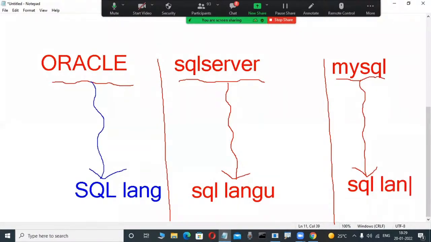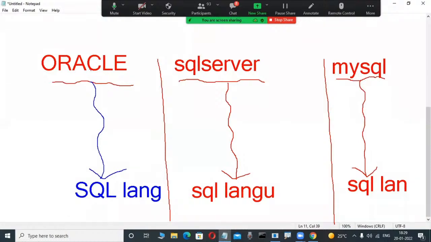Now what is my doubt? So many people attending this demo class have a doubt. Are all these SQL languages the same or different? I have a doubt here. Now, can anybody guess? Only one answer is correct.